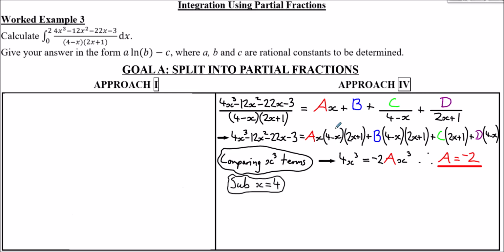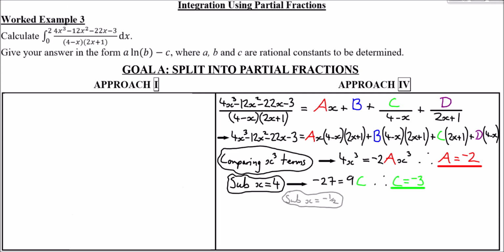That gets rid of the a and the b and the d, so we can just focus on c. So when x is equal to 4, trying on your calculator, over here this just reduces to negative 27. The c bracket becomes 2 times 4 plus 1, which is 9, so this becomes 9 times c. If minus 27 is 9c, c's got to be negative 3.